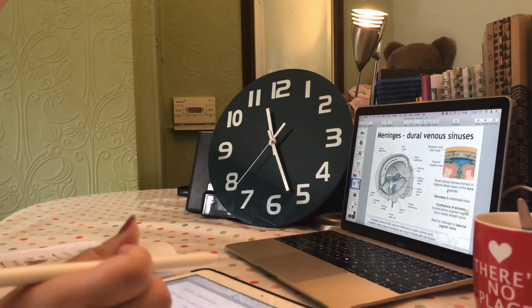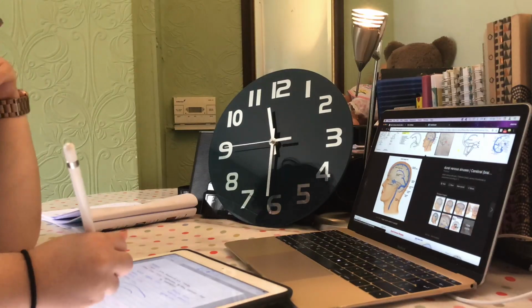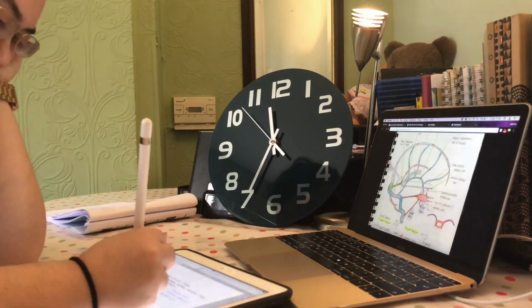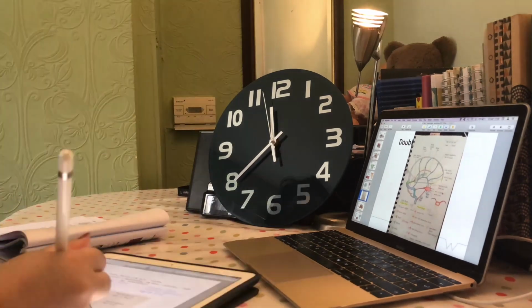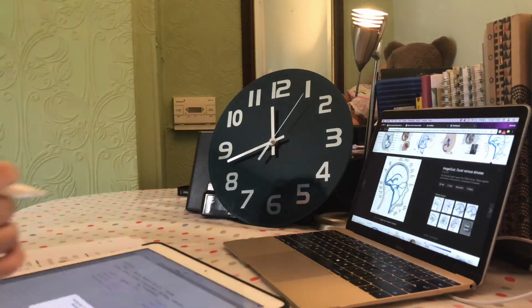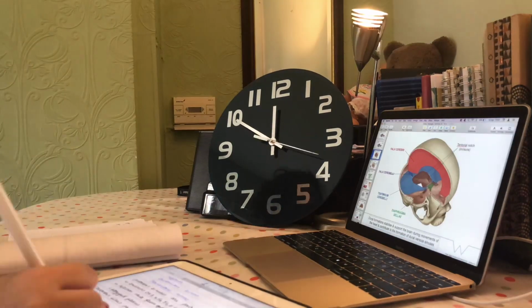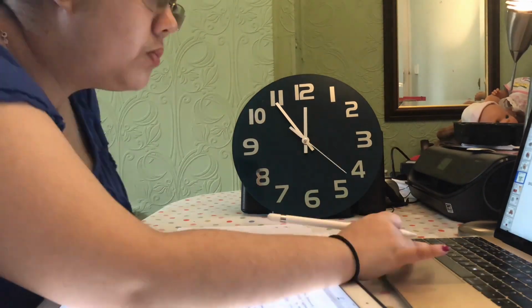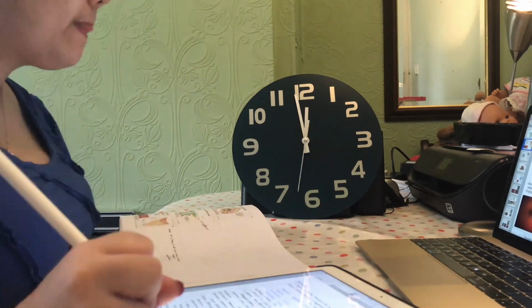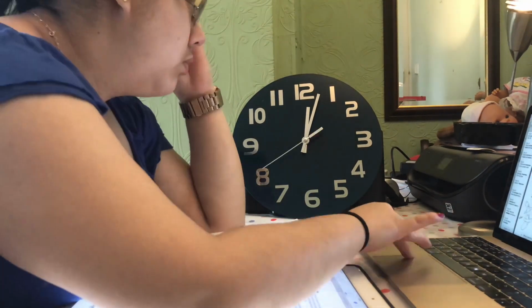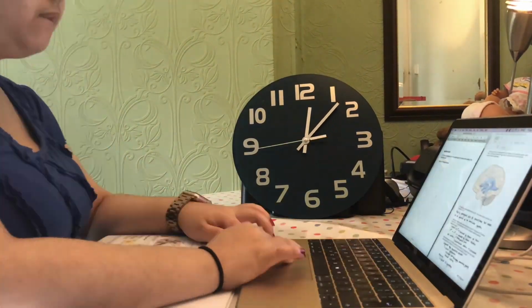The other thing that I really like to do is draw out the structures or a simplified diagram of whatever it is I'm trying to learn. So here I was just drawing out the different sinuses in the brain and figuring out their locations in relation to each other and other structures.